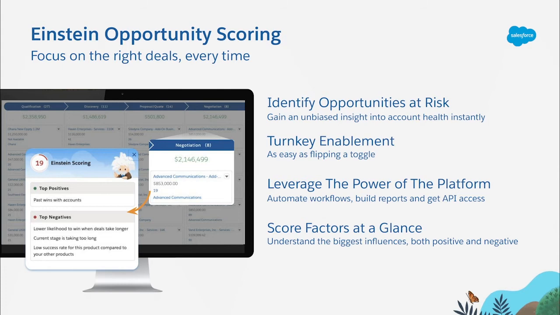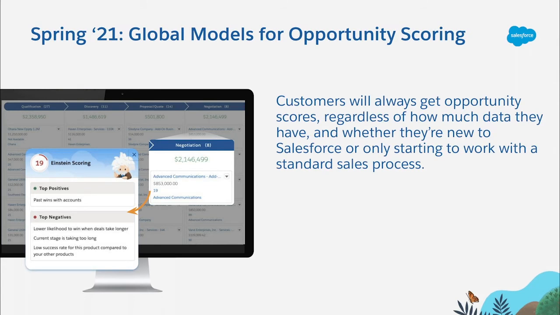For example, a score might be relatively high because the opportunity is moving quickly through the stages compared to other opportunities. Before Spring 21, opportunity scoring built a unique predictive model based on each customer's own Salesforce data. This single customer model is great if you have enough historical data in your org, but not everyone does. For example, companies that are new to Salesforce or to a particular Salesforce object, or smaller companies, aren't likely to meet the data requirements for all Sales Cloud Einstein features.